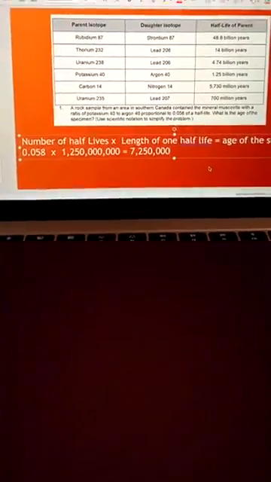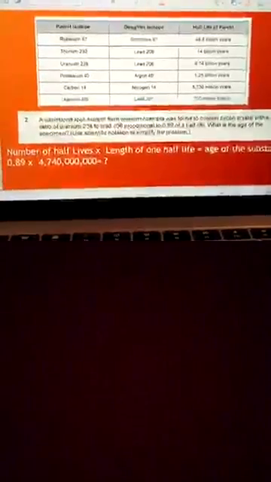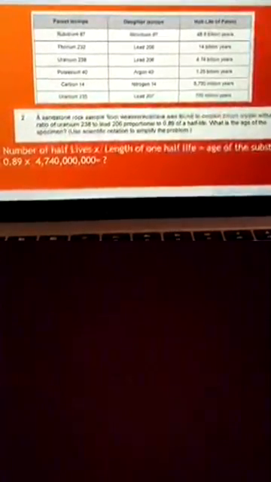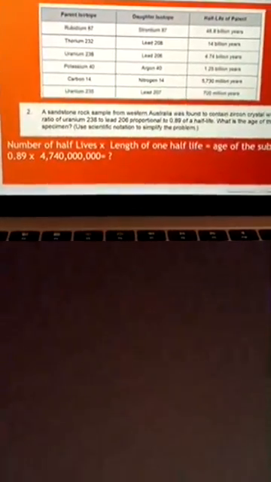All right. Moving forward to question number 2. Can you break down question number 2 for us, please? You want me to read it or explain? You can read it, or you can just tell us how you did it. Okay. So basically, I took 0.89 from the half-life, and then I multiplied it from the uranium. The uranium and lead. Okay, so 4.74 billion. And I multiplied those together.